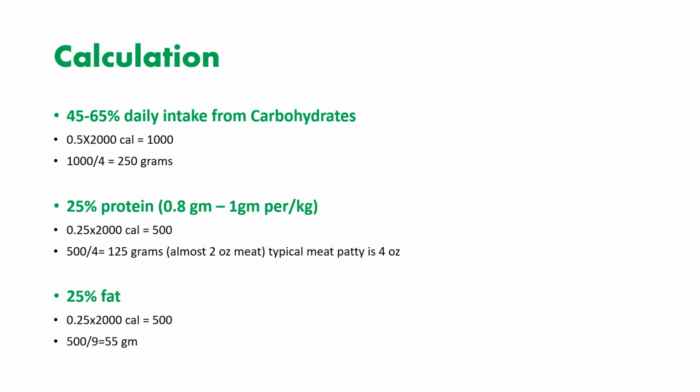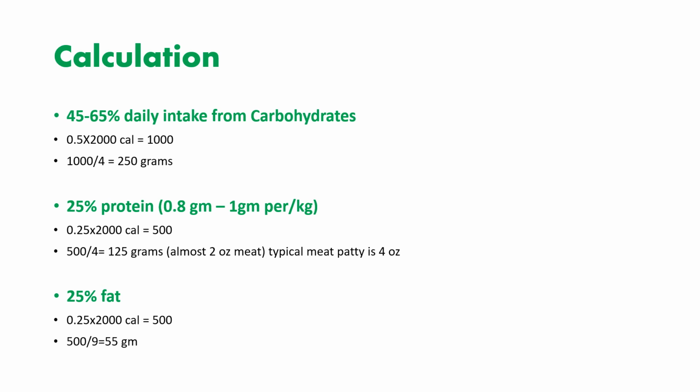Now, if you eat a patty, such as a hamburger patty or a chicken patty, those are typically about 4 ounces in size. An ounce is 30 grams, and 30 times 4 is 120. So if you ate a hamburger or a chicken sandwich, that would pretty much give you your 125 grams of protein for the day. And you wouldn't really require any other protein at dinner or breakfast, for example, if you ate this at lunch.